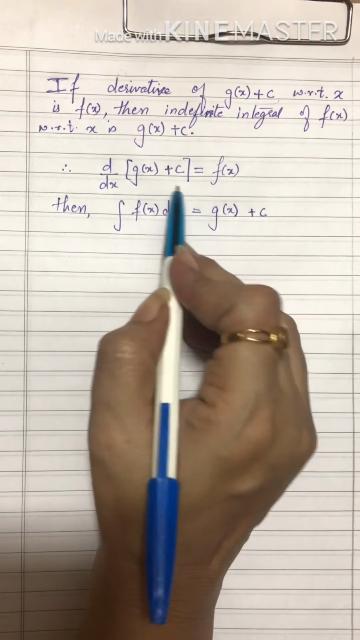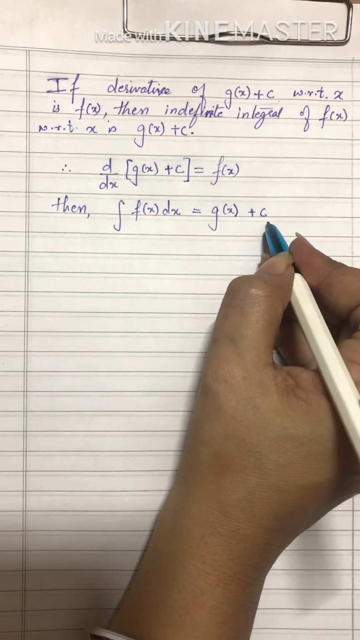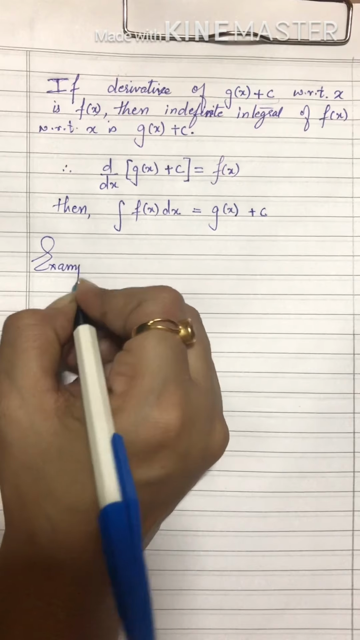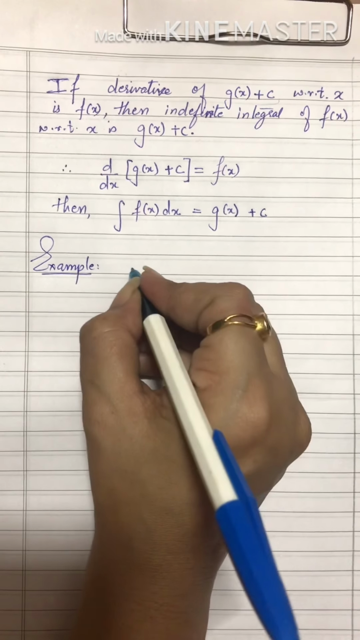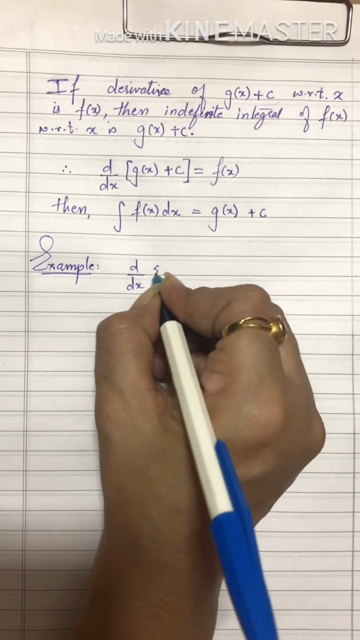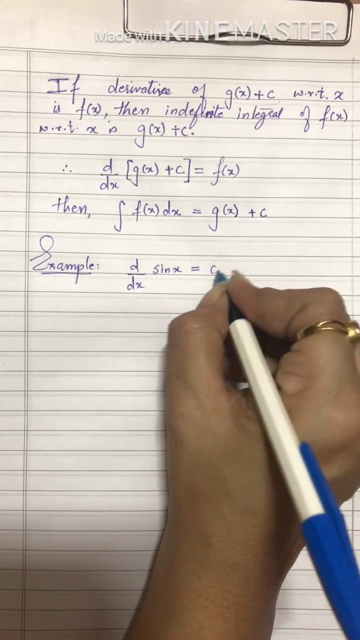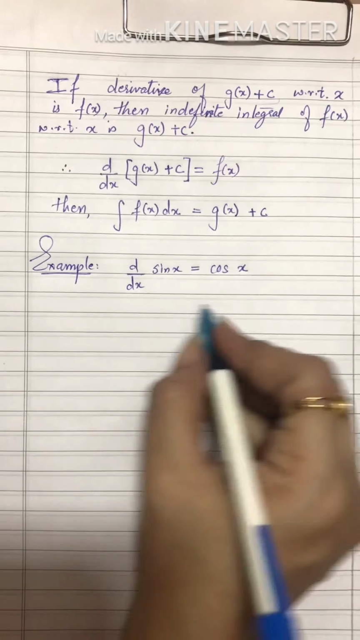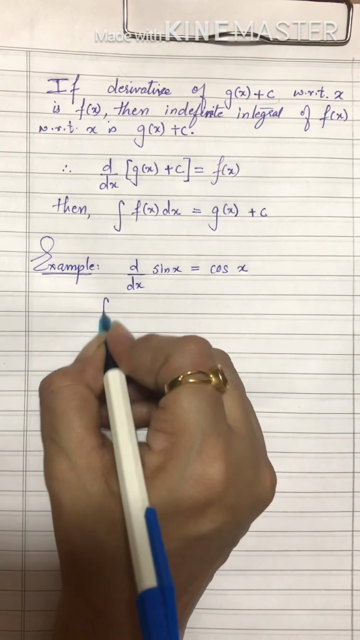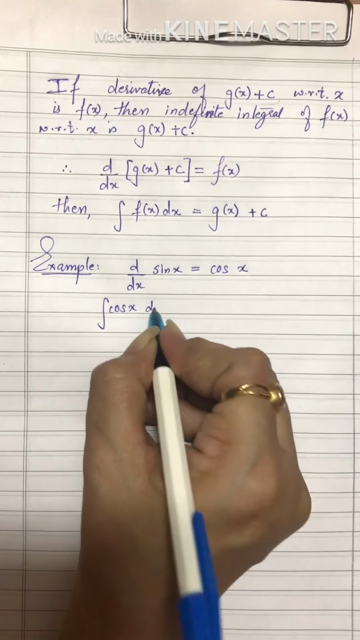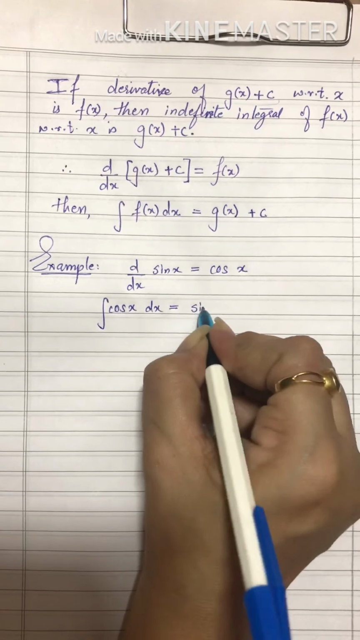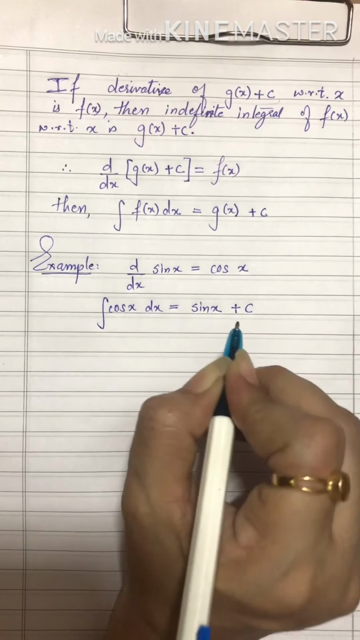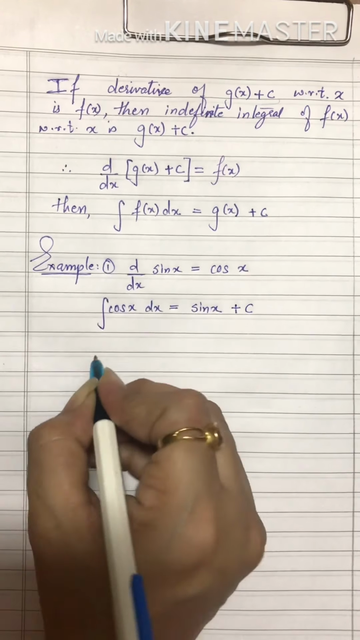Now I hope you have understood a little bit why the c is appearing. Let's take an example. If you have d by dx of sin x, which is given by cos x, then according to this, integration of cos x dx would be sin x. But actually we need to consider plus c. Now why it is so, let's check it out.